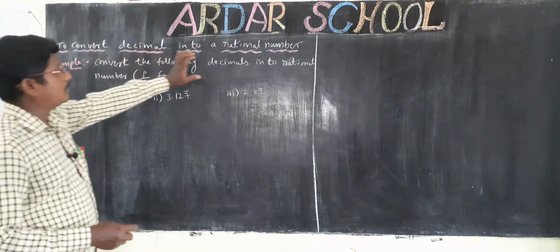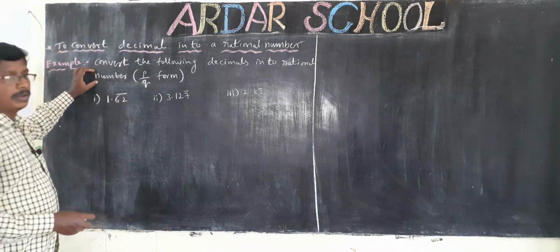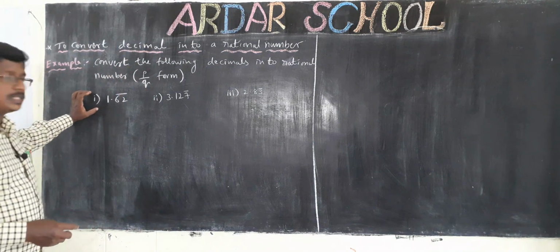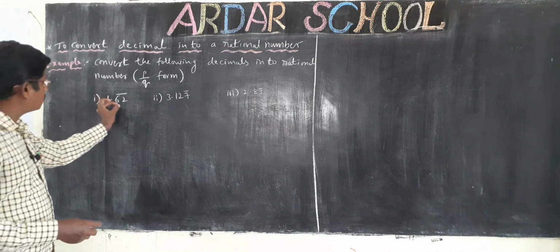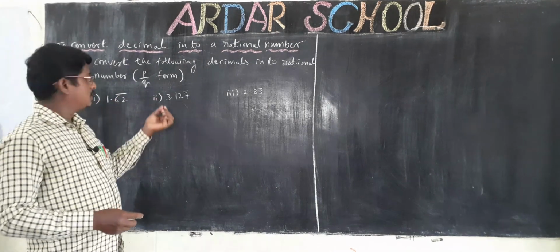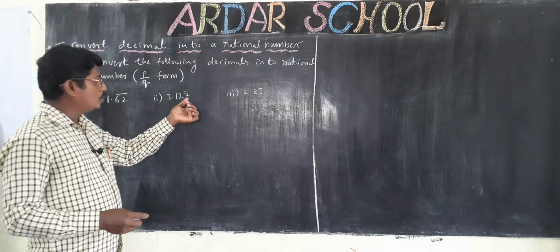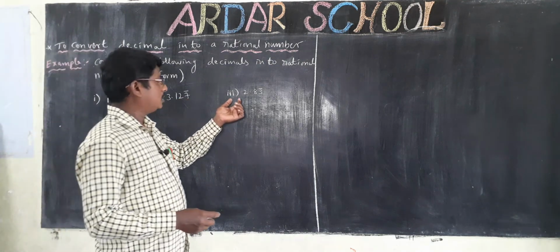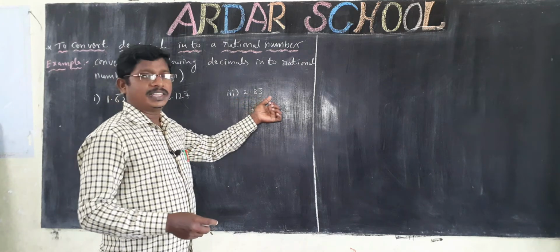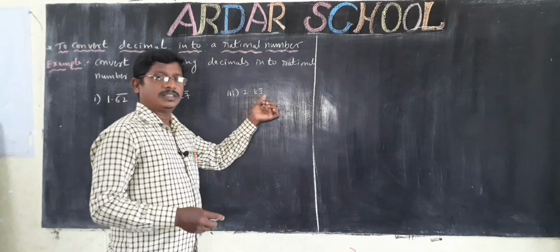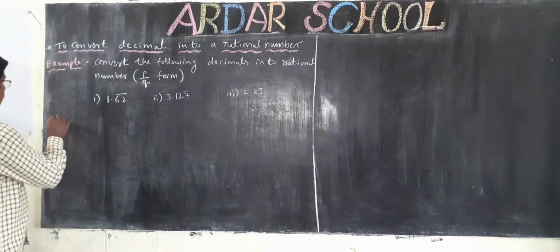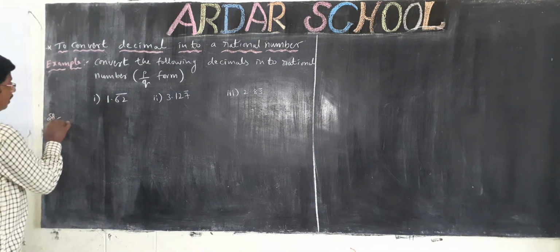Convert the following decimals into a rational number, that means P by Q form. Here the first one is 1.62 bar. The second one is 3.127 bar, only the bar is over 7. The third one is 2.83 bar. Okay, so let us go to the first one.